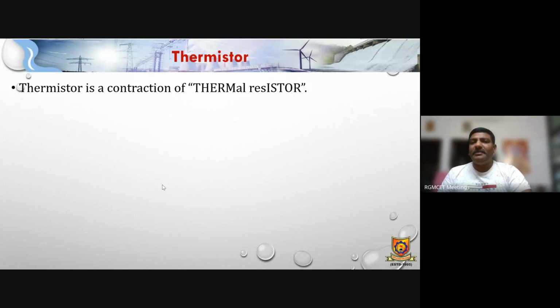Now coming to the thermistor. Thermistor stands for thermal resistor, which means temperature versus resistor. We can have two types of materials. In one, temperature is proportional to resistance: if temperature increases, resistance increases, and if temperature decreases, resistance decreases.